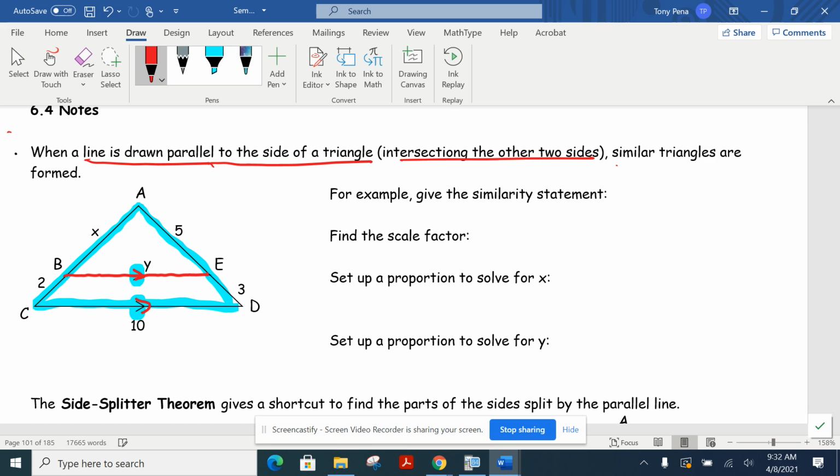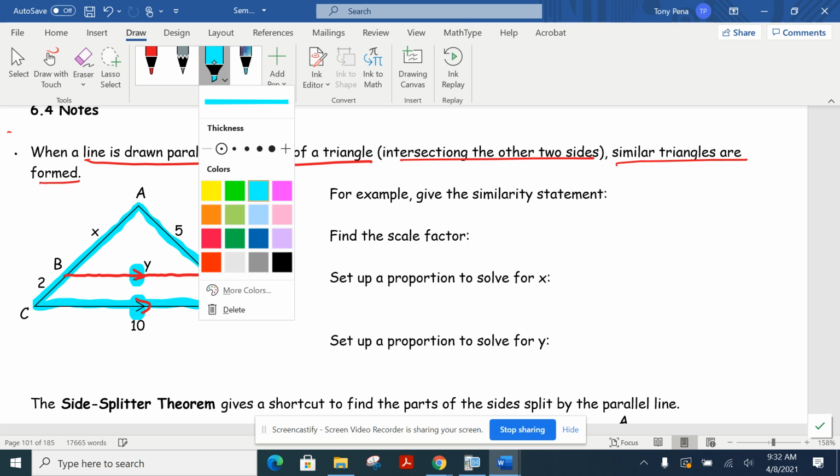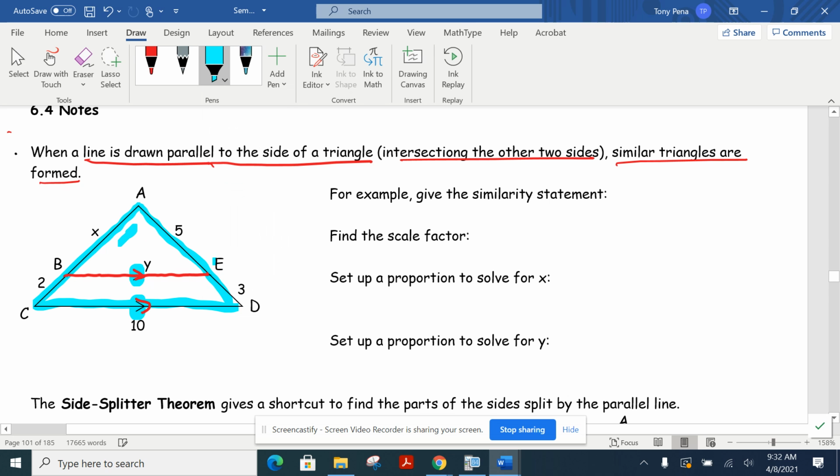When that happens, similar triangles are formed. So the similar triangles are, we have that big blue one, and then what we would also have is, since it's red, that smaller red one. So the big blue one and the small red one are similar triangles. There we go.